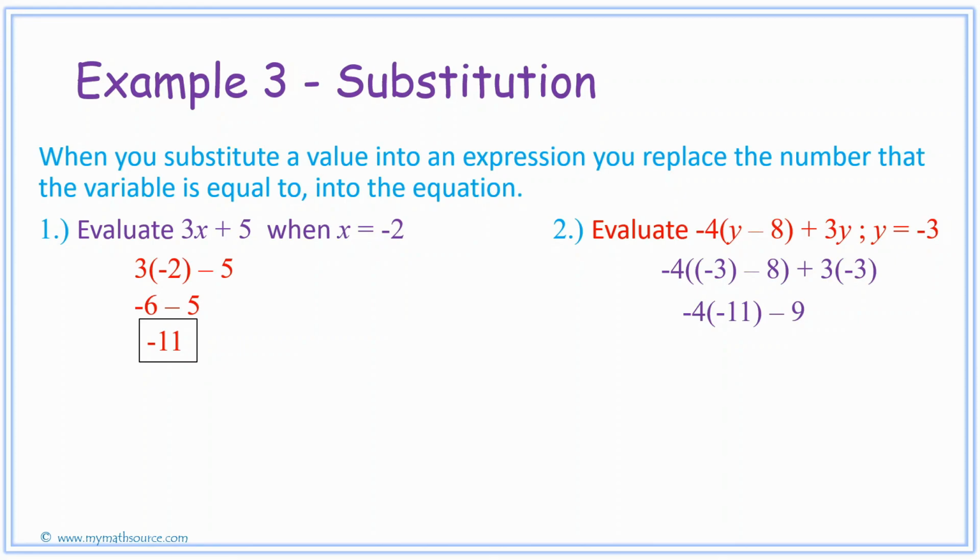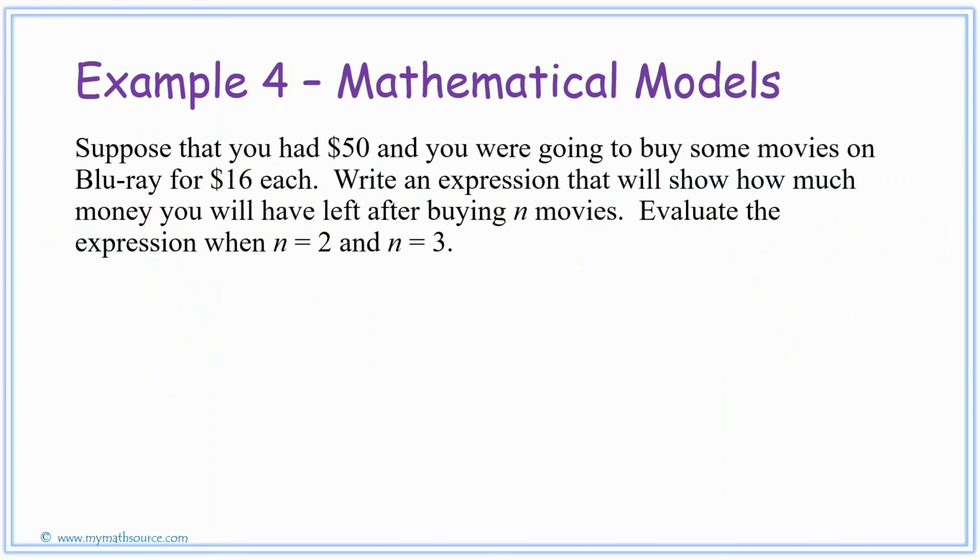And hopefully you remember this, but when you multiply two negatives, they become a positive. So negative 4 times negative 11 will become positive 44. And then we just have 44 subtract 9, which will give us 35. All right, so that's how we do substitution. You can always replay this video if you need it for that part.